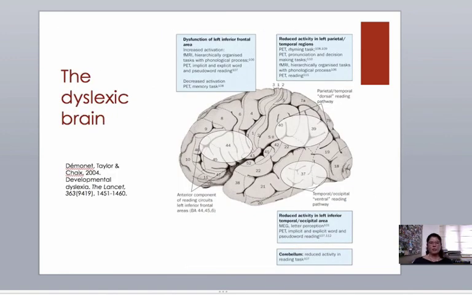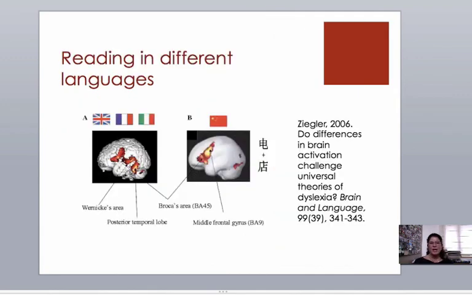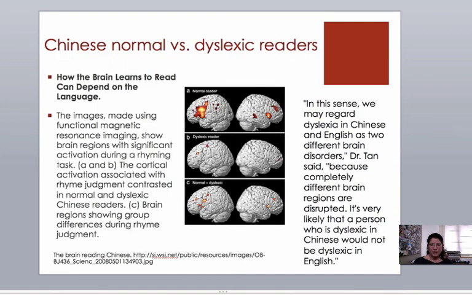The dyslexic brain, we're presuming that there's reduced activity in the posterior area of the brain related to dyslexics. We're not exactly sure why or how, and it's not true in all cases. When you're reading in different languages, we do see that there's different use of different parts of the brain sometimes, depending on whether they're pictographs or not.